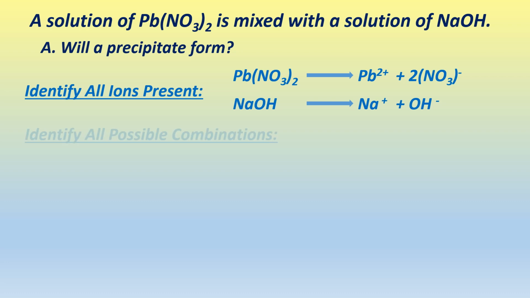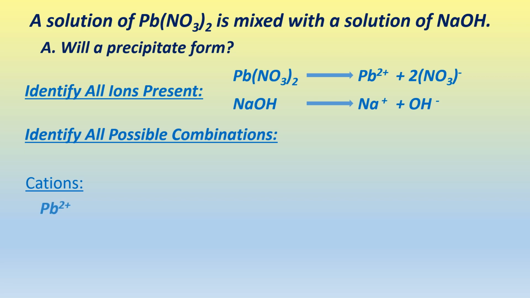The next step, identify all the possible combinations. My 2 cations are lead-2+ and sodium +1. My 2 anions are the nitrate ion and the hydroxide ion.